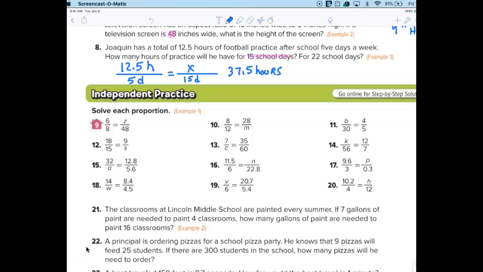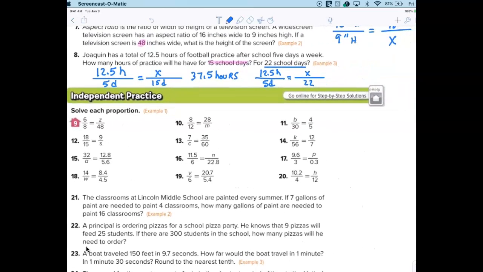All right? Now we're going to set up the proportion again because they want it for what? 22 days. So we're going to write 12.5 hours over 5 days is equal to X over 22. What do we get? 55 what? 55 hours. Is everybody okay with that? Hold on 1 second. 55 hours.